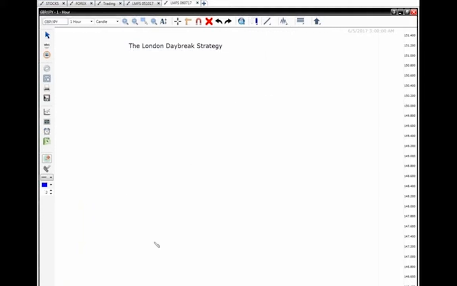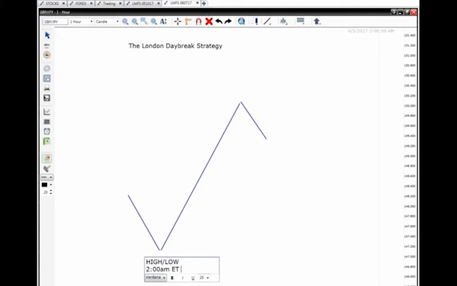What we're going to be looking for as part of the strategy, and this is where you're going to want to take some more notes, is for this market to form its initial high or low for the day. We're going to be looking for this between 2 o'clock a.m. Eastern time and 5 o'clock a.m. Eastern time. So between 2 and 5 a.m. Eastern time, we're going to be looking for the market to either pull back and form its low and rally up, or rally up, form its high, and pull back.